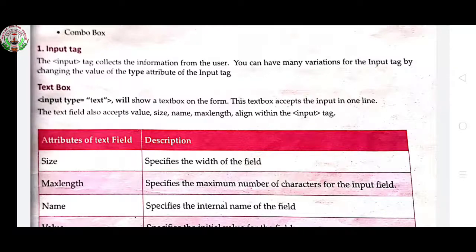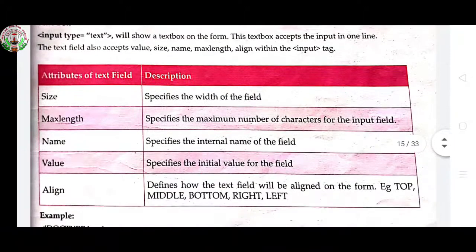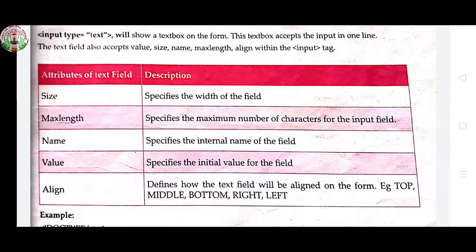Size specifies the width of the field. Max length specifies the maximum number of characters for the input field. Name specifies the internal name of the field. Value specifies the initial value for the field. Align defines how the text field will be aligned on the form. Example, if you want to show it at top, middle, bottom, right, left.